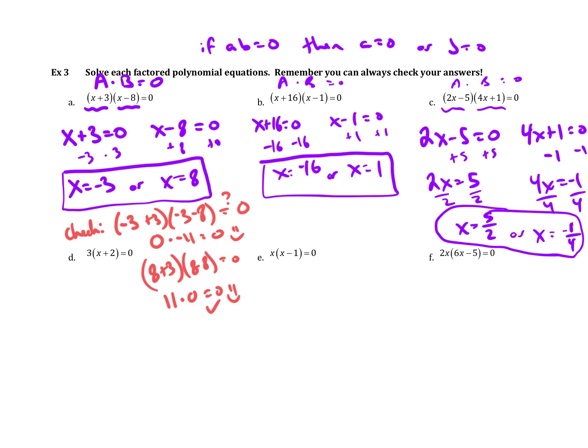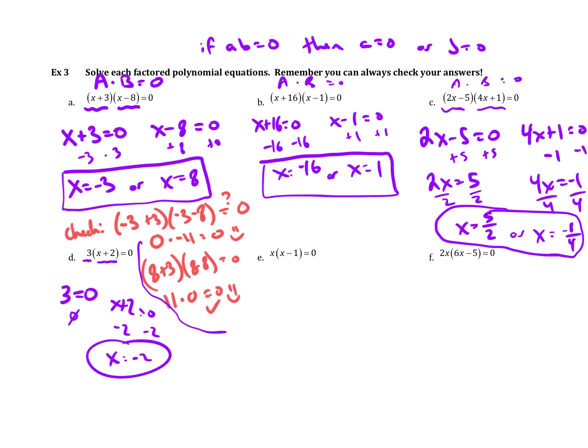Problem D. 3 times x plus 2 equals 0. All right, so I've got two factors, so I'm going to take each one and set it equal to 0. 3 equals 0, and x plus 2 equals 0. Well, wait, 3 equals 0, that's nothing. Like, that part has no solution, right? There's no x there. But x plus 2 is minus 2, so I get x equals negative 2.